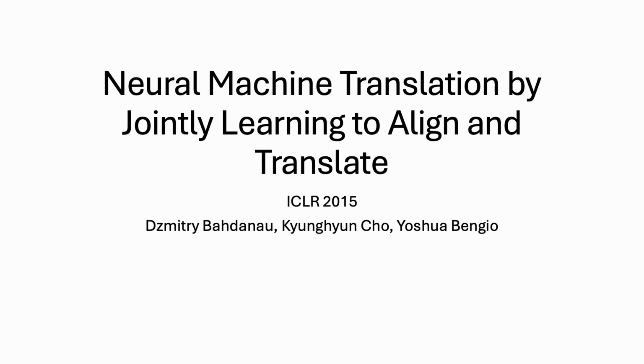This paper is considered as one of the most influential papers for the attention mechanism. The title of this paper is Neural Machine Translation by Jointly Learning to Align and Translate. So let's see what this paper brings to the table and why this paper is considered as one of the most influential papers for the attention mechanism.